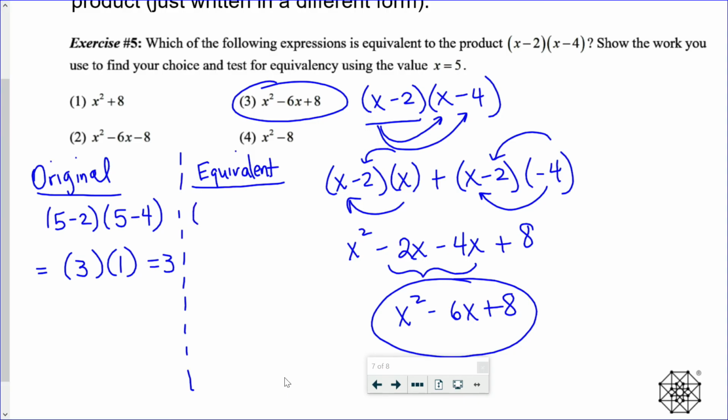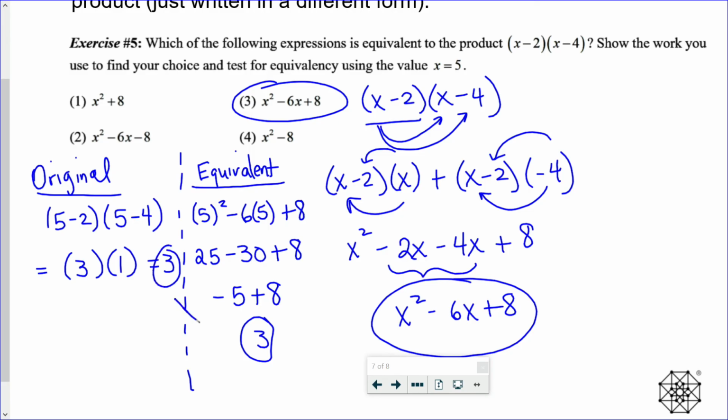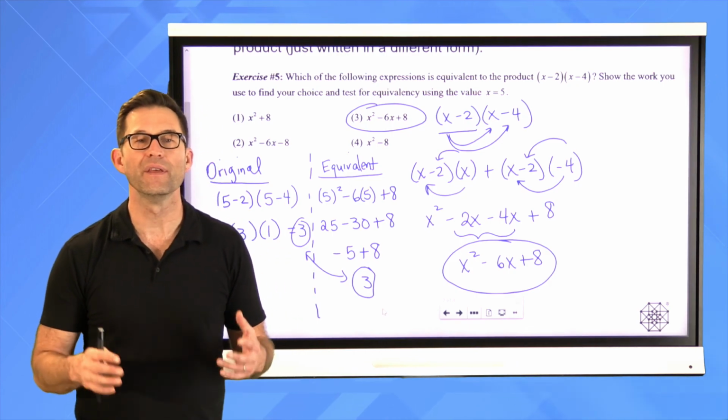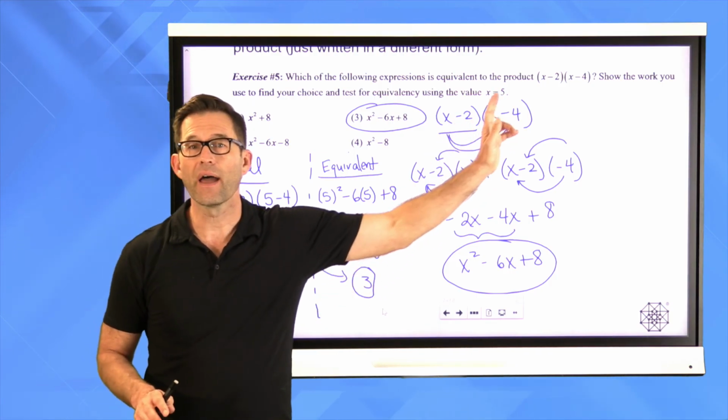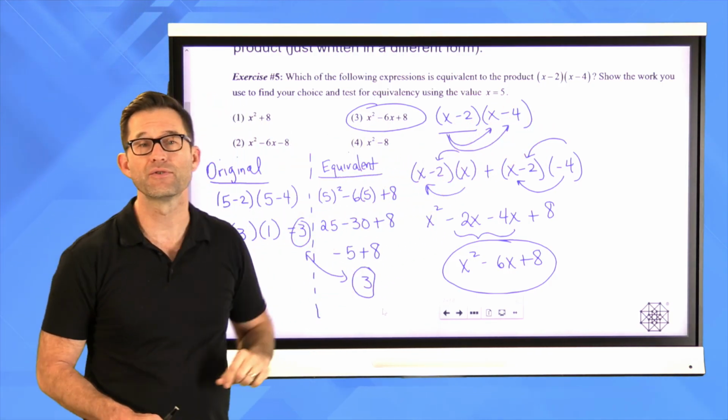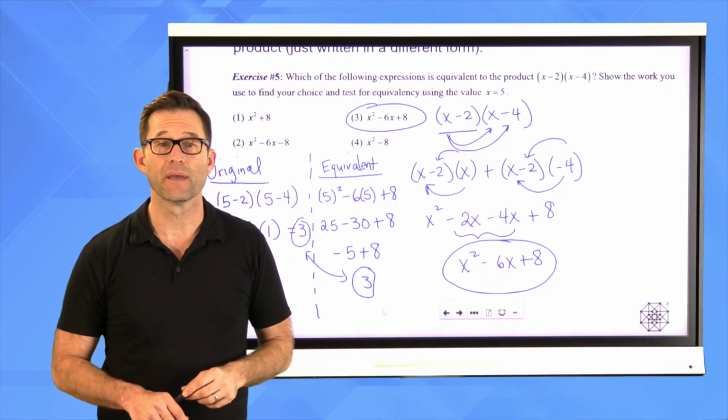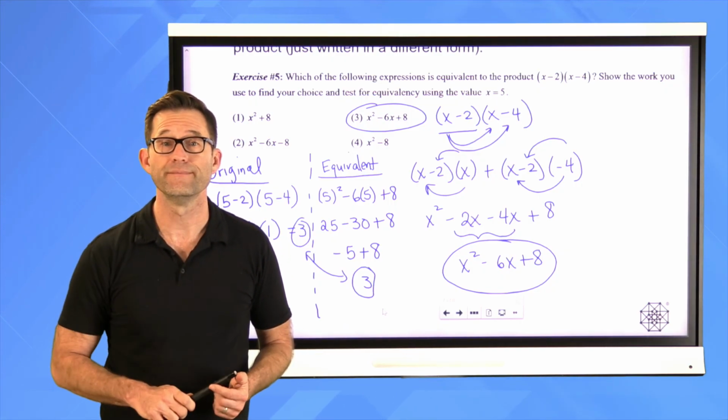So now I'm going to take my 5. I'm going to square it. Minus 6 times 5 plus 8. 5 squared is 25. 6 times 5 is 30 plus 8. 25 minus 30 is negative 5 plus 8. And negative 5 plus 8 is 3. And so that reinforces the idea that these two are equivalent. Again, had we made any mistake and taken that 5 and plugged it into here and plugged it into any of the other 3 choices, we would find that they didn't have the same value and therefore couldn't be equivalent.